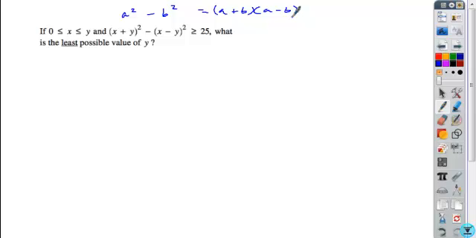The other thing that you can do, since you're finding the least possible value of y, is just assume if this relationship has to be true, if x is less than or equal to 0, but also less than or equal to y, the least value of y is when they're actually the exact same thing. So if you just let x be y and substitute that in, you get (y + y)² − (y − y)² greater than or equal to 25. And so here you get (2y)² minus, this is 0.